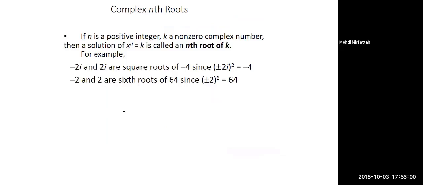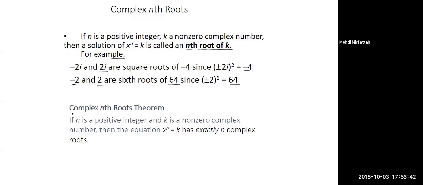Complex nth roots. If n is a positive integer and k is a non-zero complex number, then a solution of x to the power of n is equal to k is called an nth root of k. For example, minus 2i and plus 2i are square roots of minus 4, since plus and minus 2i squared is equal to negative 4. Negative 2 and 2 are 6th roots of 64, since plus and minus 2 to the power of 6 equals 64.